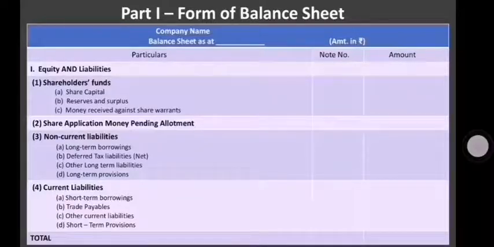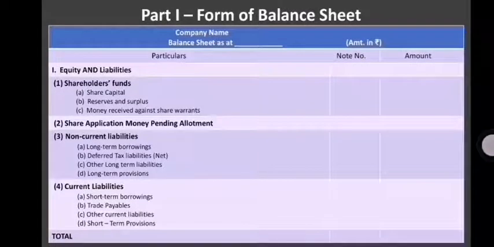Children, deferred tax means the difference between the amount of tax you have to pay and the amount of tax you have paid already. That is called deferred tax. Now, for example, you have to pay a tax amount of 10,000 and you have paid an amount of 8,000. So the 2,000 which you need to pay more is your deferred tax liability.